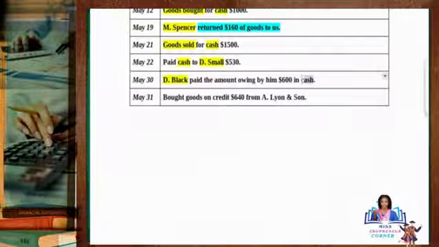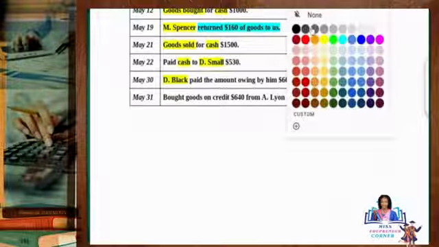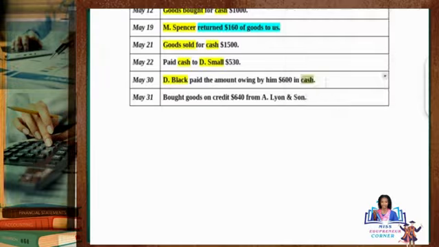So cash is an asset and cash is coming in. So that's an increase in asset. And as asset increases, we debit. So we are going to debit the cash account and credit the Black's account.